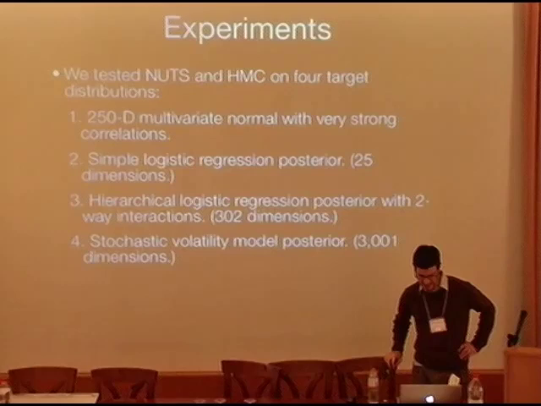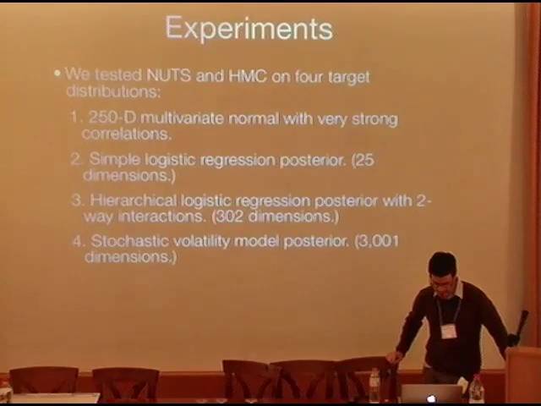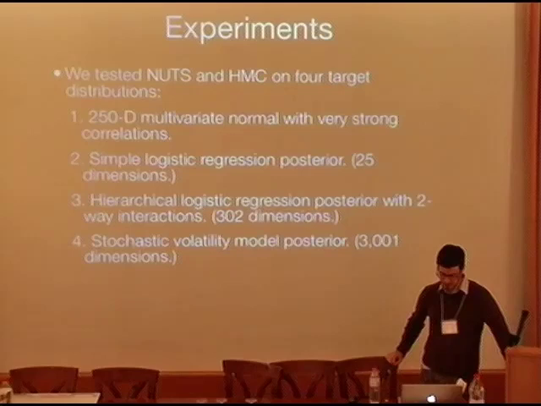So we tested NUTS and HMC on four target distributions. One is this 250-dimensional multivariate normal with strong correlation, so that's a synthetic example. Then the other three are actual Bayesian posteriors. One is a Bayesian logistic regression with 25 coefficients. One's a hierarchical Bayesian logistic regression with two-way interactions, so that's substantially more parameters, 302 dimensions there, and a stochastic volatility model with 3,000 time points, 3,001 parameters that need to be estimated.